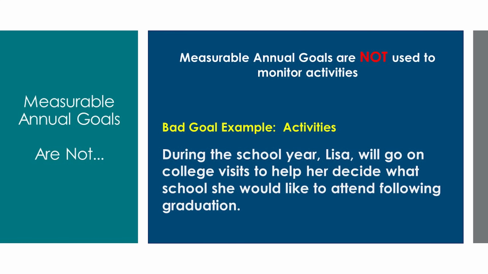Example number 2. Measurable annual goals are not used to monitor activities. Let's take a look at the example goal below. During the school year, Lisa will go on college visits to help her decide what school she would like to attend following graduation. Although students taking part in activities that support their transition plan is crucial, it is important to understand that activities are not measurable, so they cannot be considered a measurable annual goal. Remember, a measurable annual goal must have measurable, countable data that can be progress monitored. It also must focus on building a student's unique deficits. With that said, this confirms that this is not an example of a measurable annual goal.